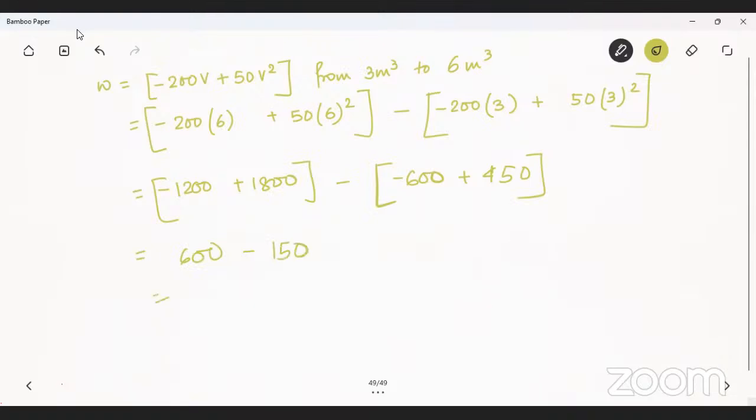So this will be 600 minus 150. Okay, so I calculated this minus wrong. So this will be 450 joules is the answer. 750, ma'am? Not 750, it will be 450. Okay, is this part clear? Minus into minus is plus, so it will come to 750. Yes, 750. Is this part clear? Yes, the entire calculation.